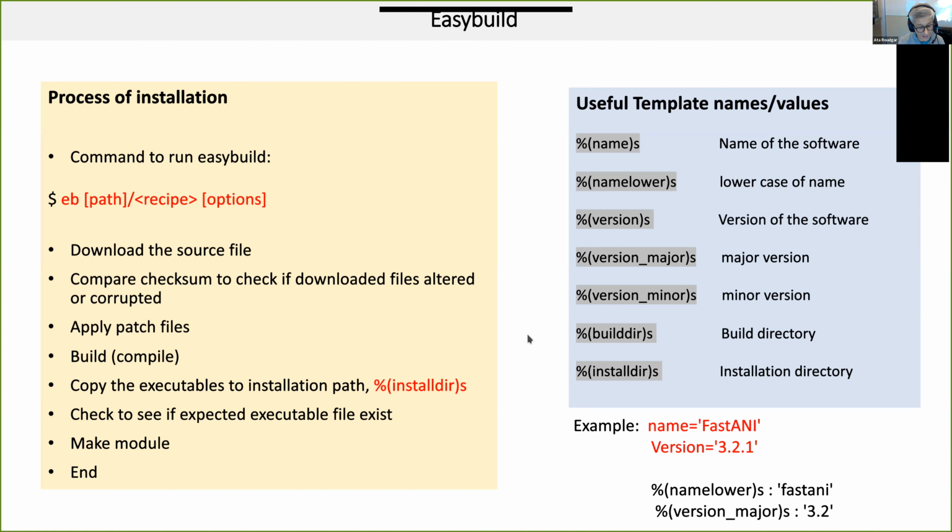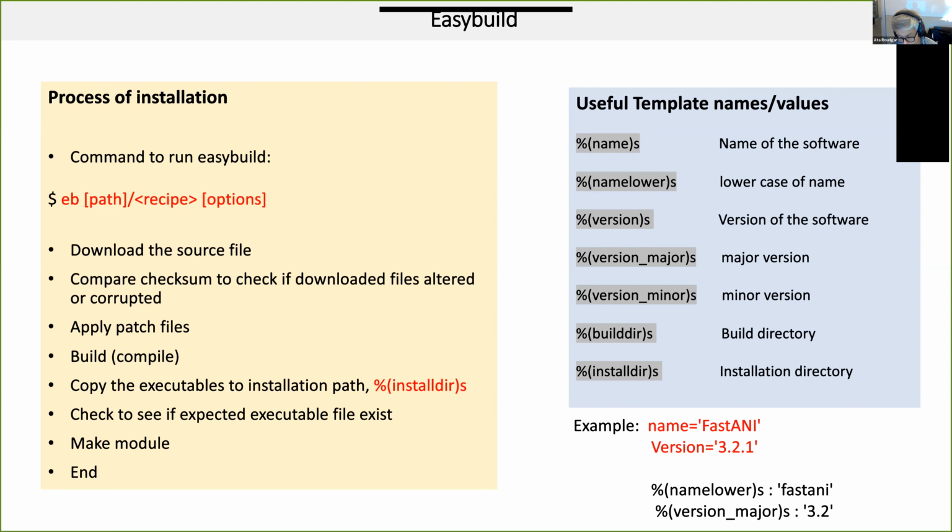So keep in mind, install path here is %(installdir)s. And then check the executable file to see if this is what we expected. If yes, then make a module of that, and then end. That's it. These are the useful names or values that are good to know. If you want to call a name of the software during the recipe, you have to use %(name)s, %(namelower)s, %(version_major)s, %(version_minor)s, and so on.